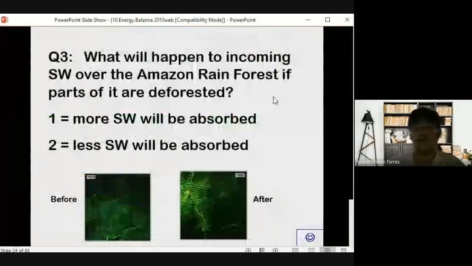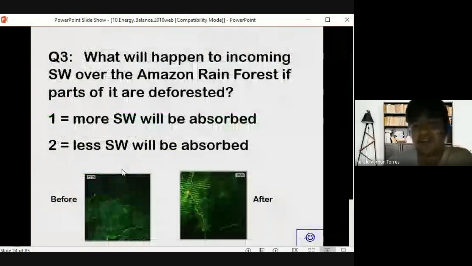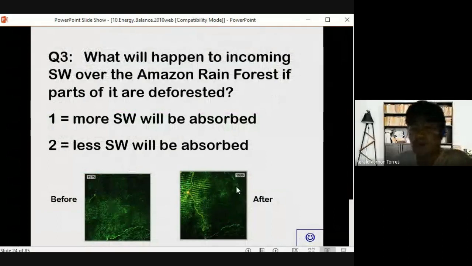Okay, may tanong ako. So, ito class, yung Amazon rainforest before and after. So, dati mas maraming puno and afterwards, due to deforestation, nabawasan siya. So, anong palagay niyo mangyari sa albedo? Anong mangyari sa albedo? Of course, yung albedo tataas.